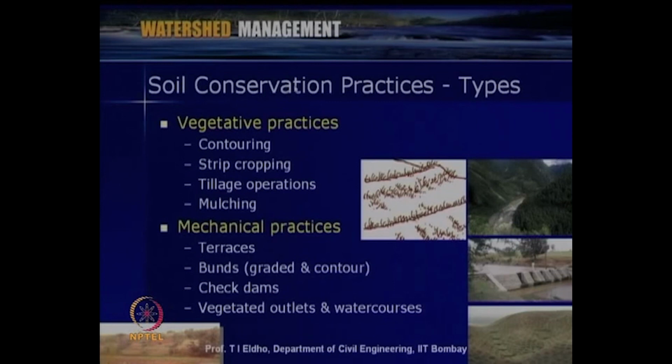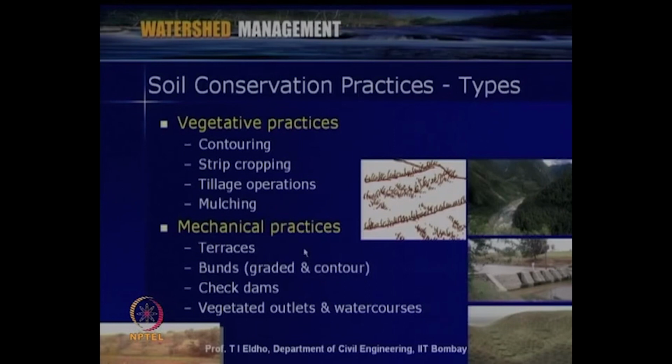So, some of the soil conservation practice types are listed here. Mainly two types. One is the vegetative practices. That can be like contouring. On particular contours we can plant various types of vegetation, then strip cropping, then tillage operations, mulching. So, these are some of the vegetative type of practices which we can adopt.